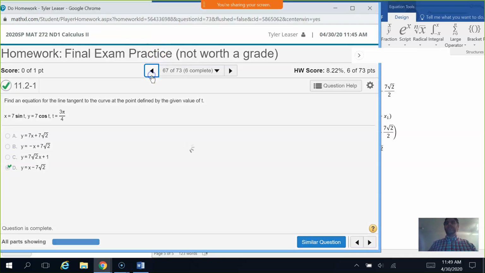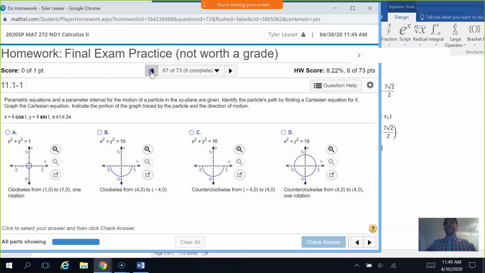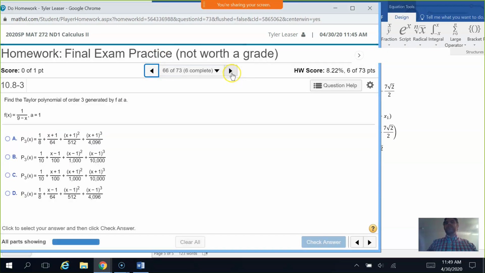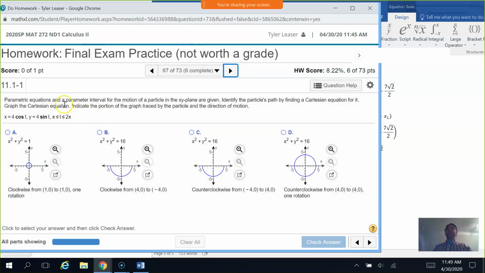Okay, I think there's only one more here. Let's see, 1 or 2 more. Yeah, that's chapter 10 stuff. So just one more to look at here for the chapter 11 stuff. We'll do it real quick.